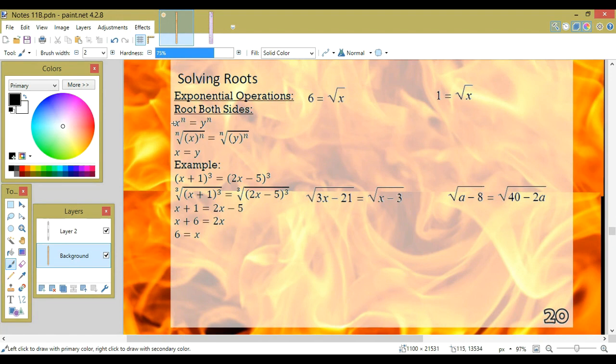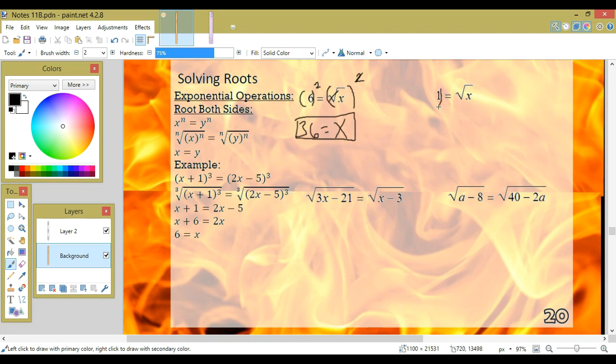Solving roots. So to solve the root, we're going to do the opposite of a square root, which is a square. So get rid of this radical, this square root right here. We square both sides. We raise both sides to the second power. That cancels out the square and the square root. So x equals 36. If you were to plug that back in, it would be a real solution.